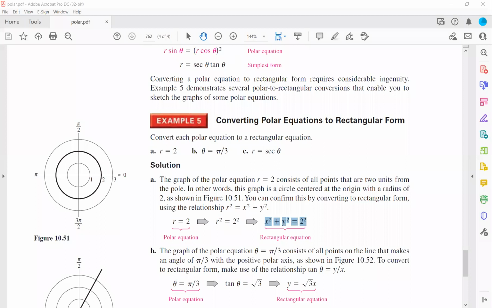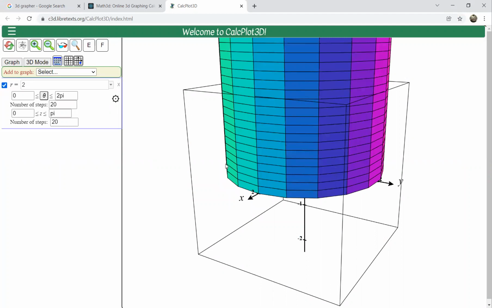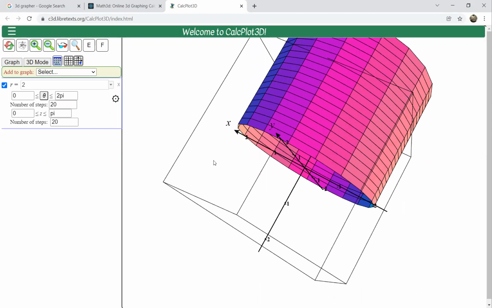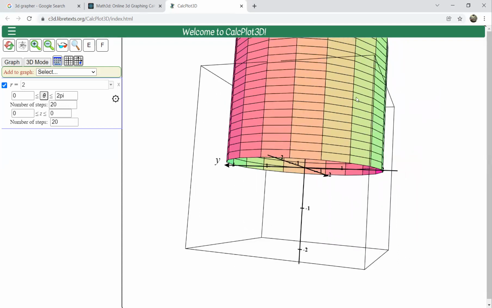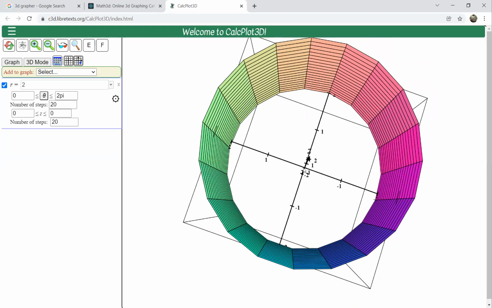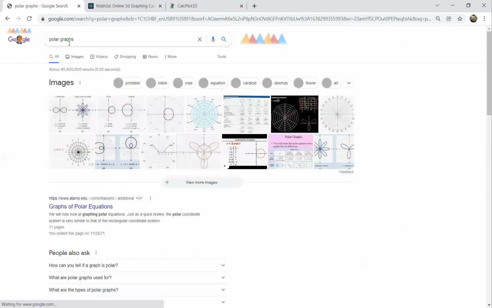Let us take a look at the graph. So suppose you're graphing r equals 2 in the polar world. If z is not 0, this equation represents a cylinder. If z is equal to 0, it means that we are moving out of the space into the plane. So the slice of this cylinder is just a circle, the circle centered at the origin with radius 2. You can Google polar graphs or polar grapher.